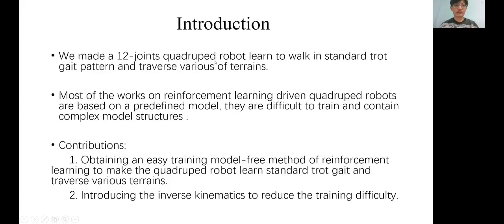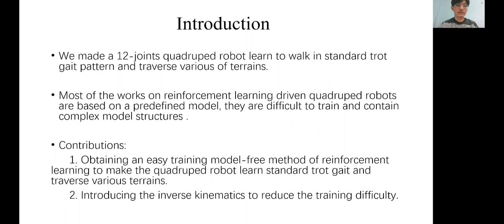Let's see the introduction. We made a 12-joint quadruped robot learn to walk in a standard short gait pattern and traverse various terrains. Most of the works on reinforcement learning driven quadruped robots are based on a predefined model. They are difficult to train and contain complex model structures.